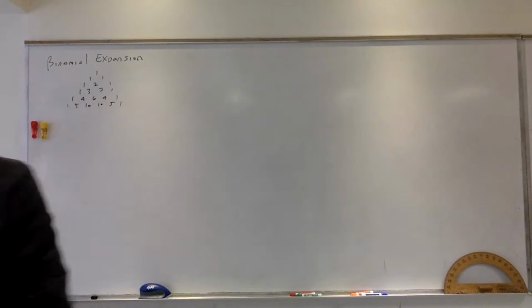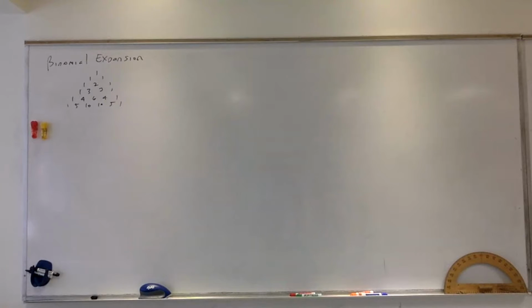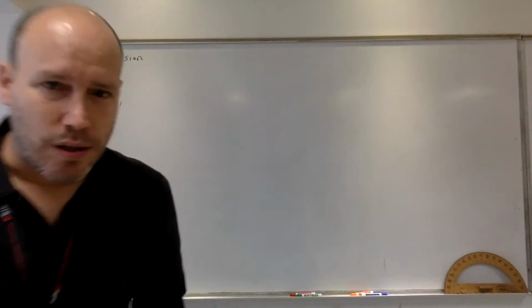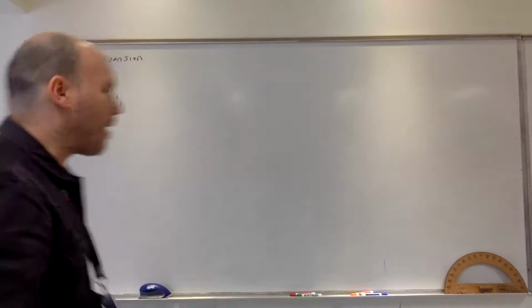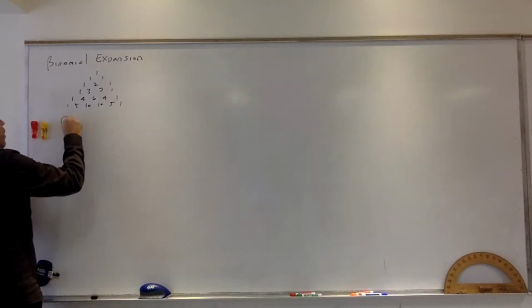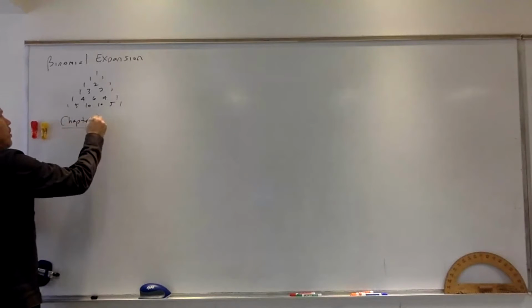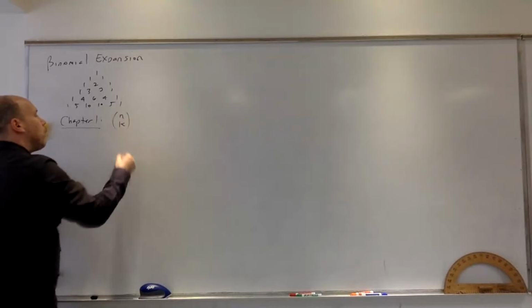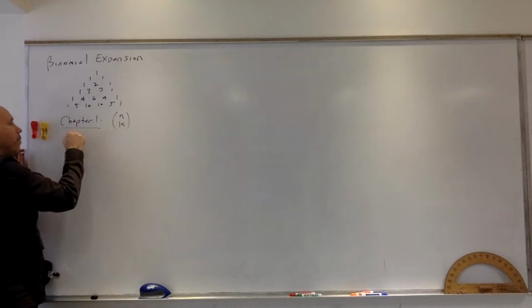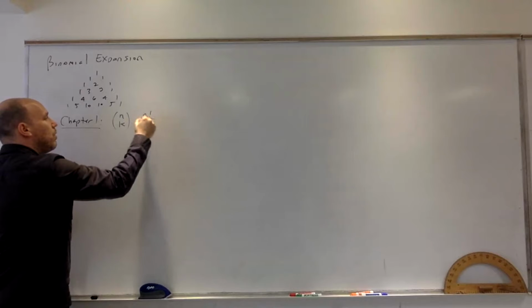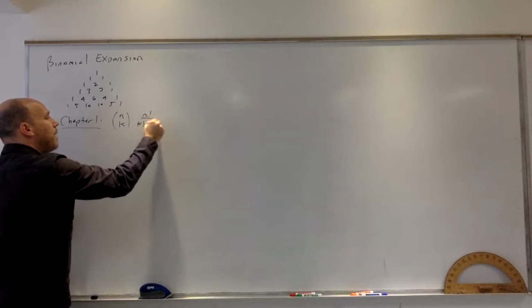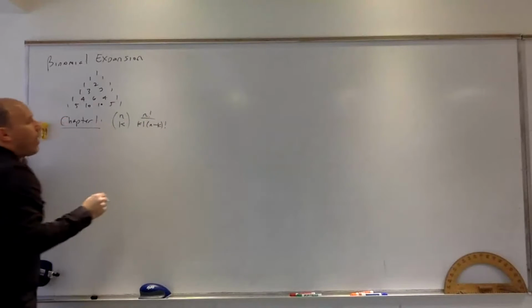So the question is, what are the connections here? Let's make a connection back to chapter 1, and that was n choose k. Remember, it was n factorial over k factorial times n minus k factorial. But I want to take a different look.